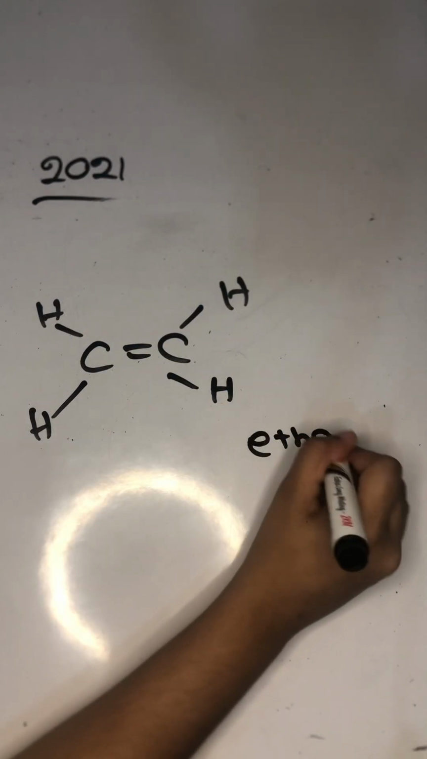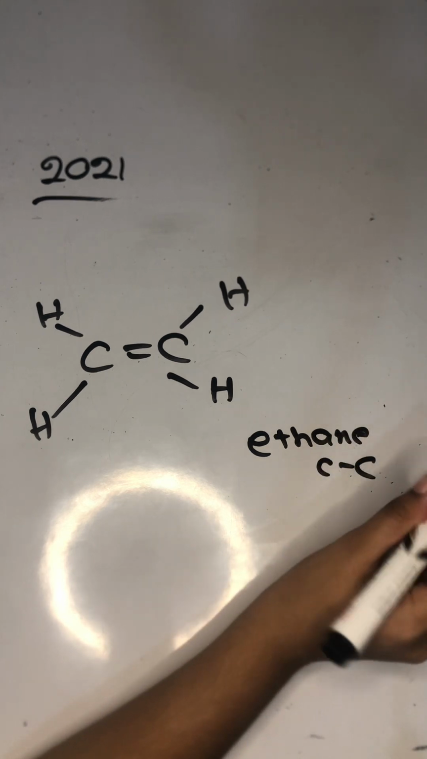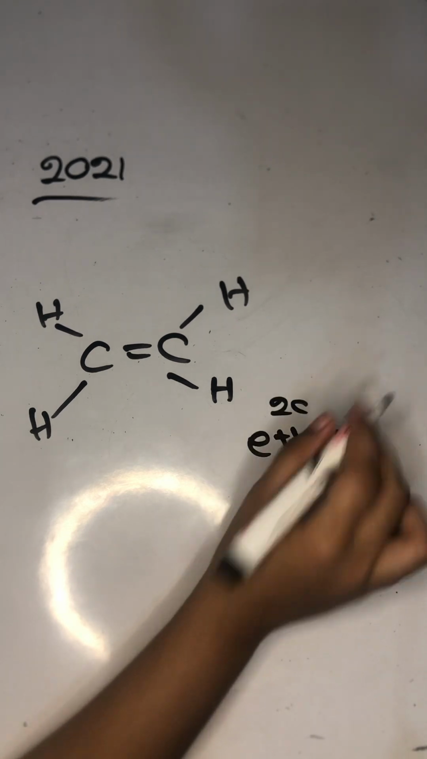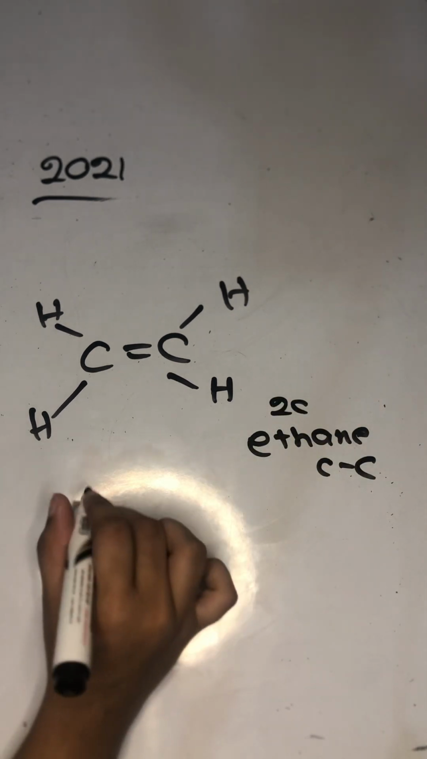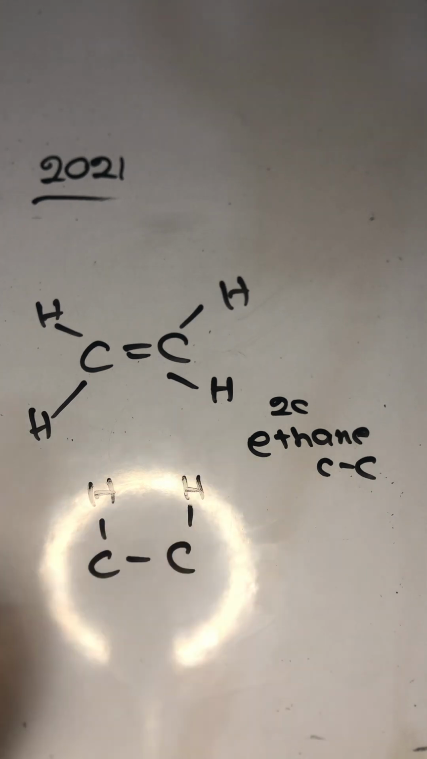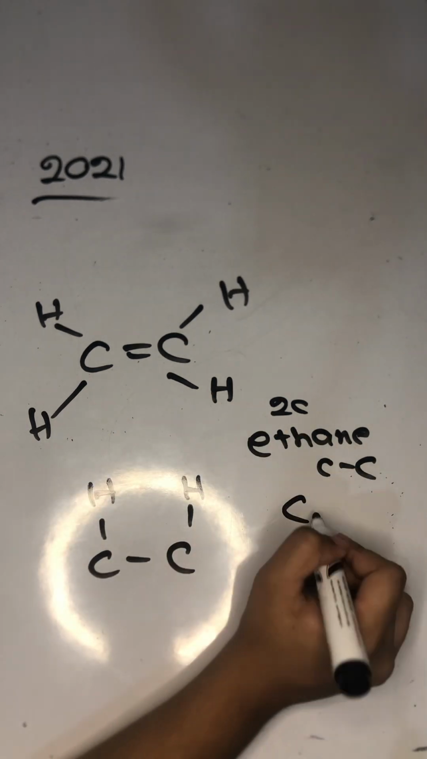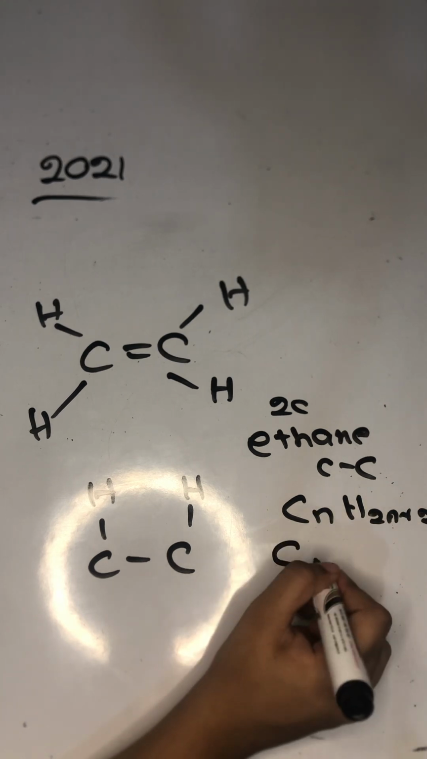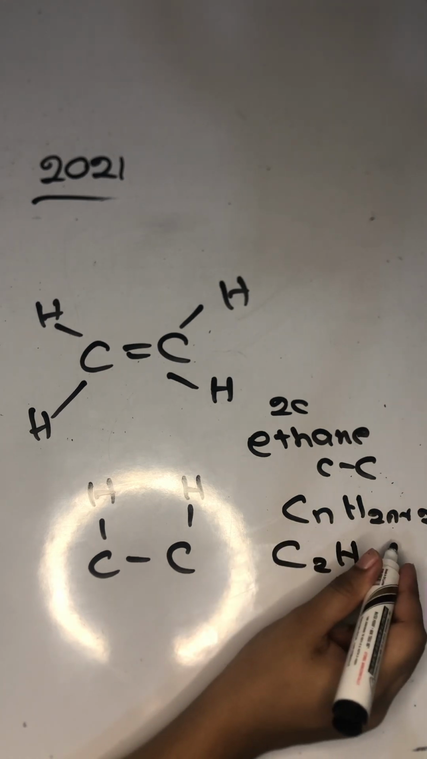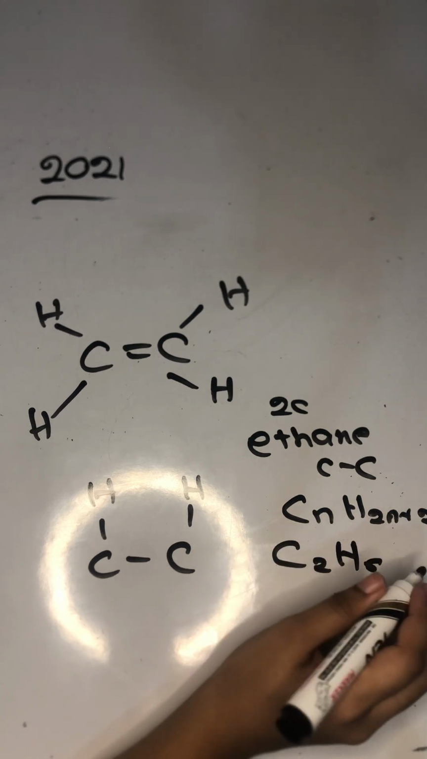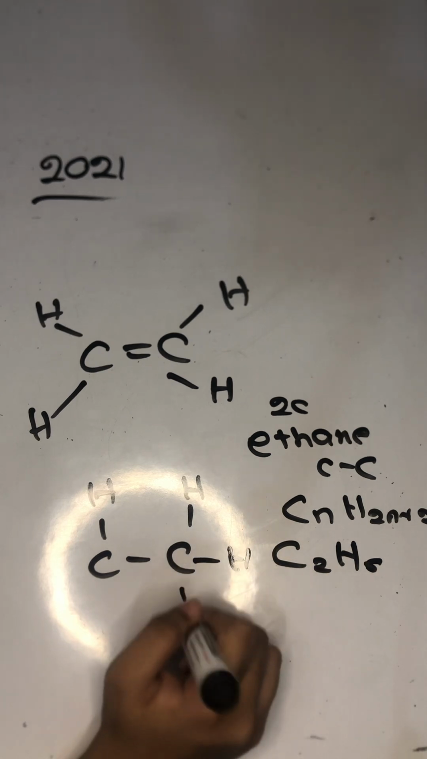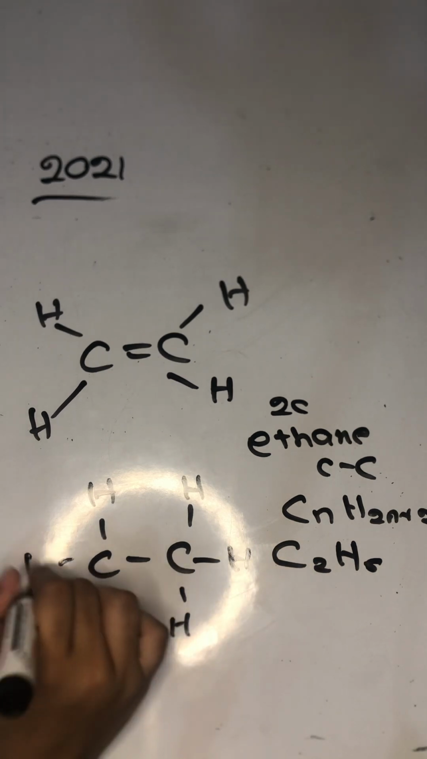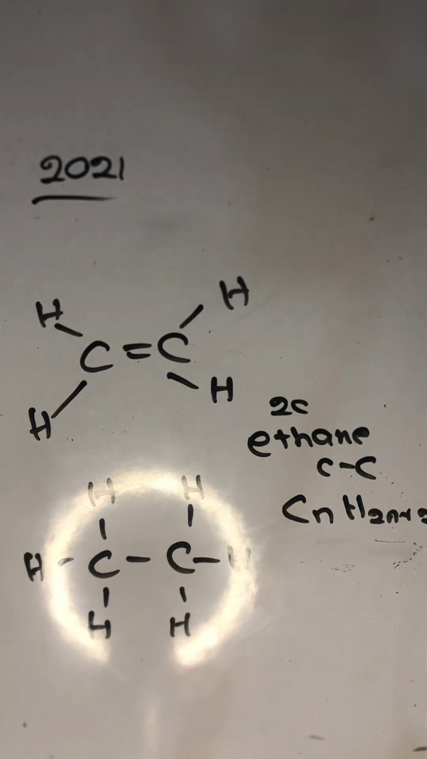Ethane, how does it look? It's a carbon-carbon single bond, right? And it is 2 carbon. So it's going to be like this, okay? So ethane has the general molecular formula CnH2n+2, right? C2, H: 2 times 2 is 4, 4 plus 2 is 6, C2H6, okay? So this is how it looks, okay?